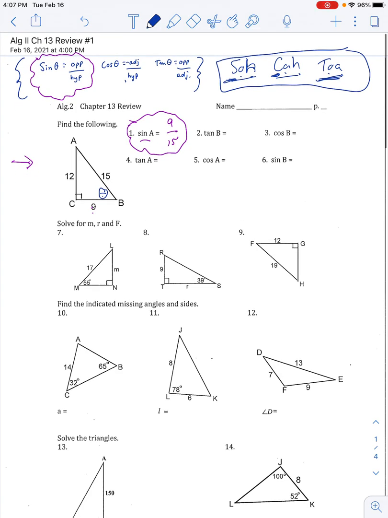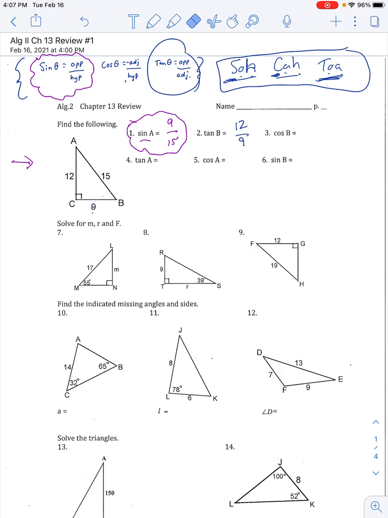So tangent, if you go back up to here, tangent is the opposite side over the adjacent. The opposite side relative to B here is the number 12. So I'm going to say 12 divided by adjacent, which is 9. Adjacent just means right next door. Opposite's really easy. It's just whatever is across from the angle. Adjacent's whatever is right next door to the angle, just like that. So let's say 12 over 9.